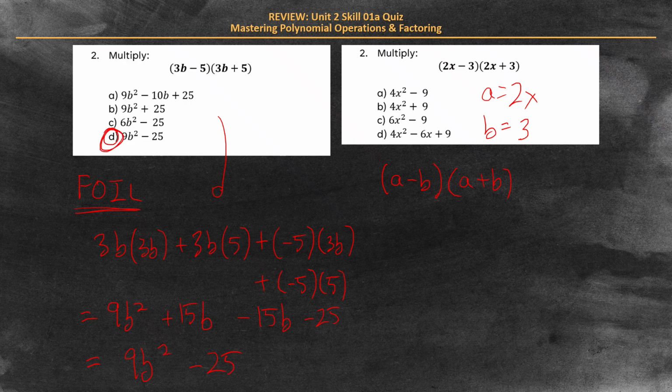All right. Now on the right side, let's take a look. So we have A minus B times A plus B. What is that? It's going to be A squared minus B squared. So A squared, which is 2x squared, minus 3 squared. We simplify that. We have 4x squared minus 9. 4x squared minus 9 is answer choice A. There we go.